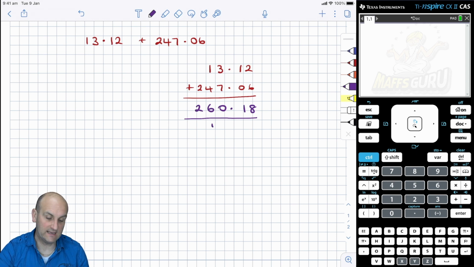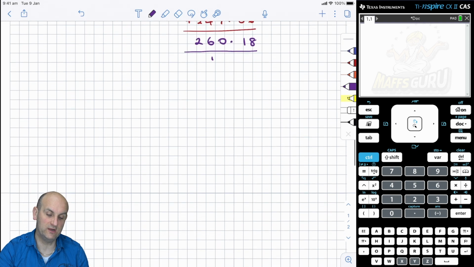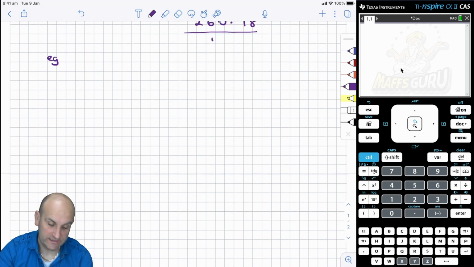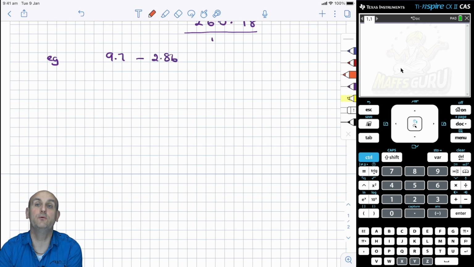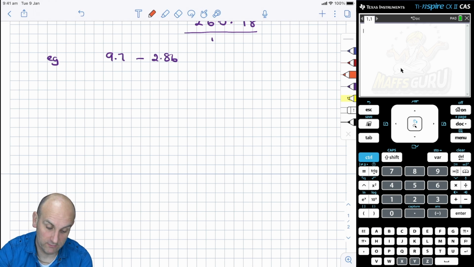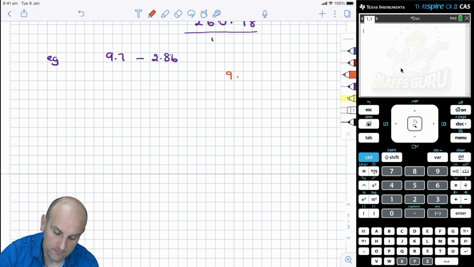Exactly the same idea works with subtraction. Let's do a subtraction question. So we've got 9.7 minus 2.86. Thanks very much to Cambridge for allowing me to use their examples. Great series of textbooks, really grateful. So we've got 9.7, and now we're going to subtract 2.86.